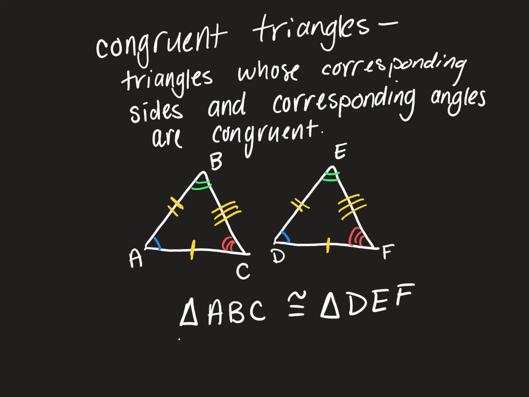And then same with the sides: side AB is congruent to DE, BC is congruent to EF, and AC is congruent to DF. You can tell just from this statement what sides are congruent to each other and what angles are congruent. So this is the one case where the order matters. It doesn't matter how you start, but the corresponding angles have to match up when you write these congruent statements, okay?